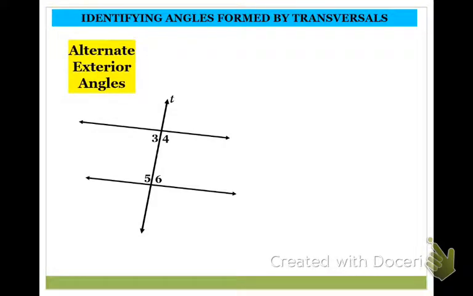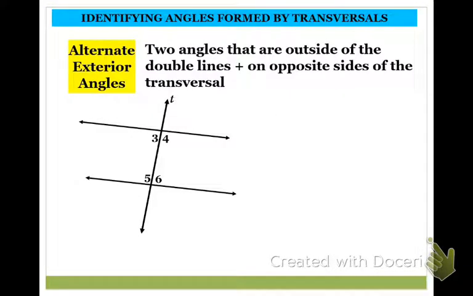Alternate exterior angles. You don't have to write down the whole thing. Here's what I would write. They're obviously two angles, but they're outside of the double lines and on opposite sides of the transversal. And I'll explain it. I'll show it to you. So they are outside of the double lines and on opposite sides of the transversal.